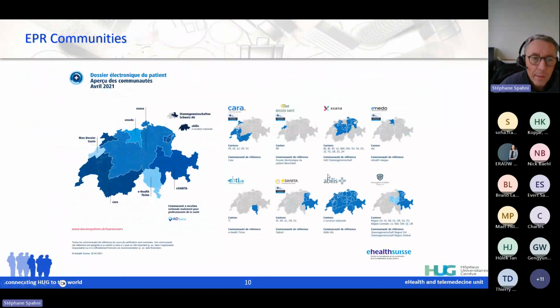So we have now 8 of these different regional communities. Each one is implementing its own set of services, its own implementation of the EPR services, of the management of a community, of the onboarding of patients, onboarding of physicians. Everything is multiplied by 8, but all these have to work together and from the outside be seen as one big EPR platform, EPR community.